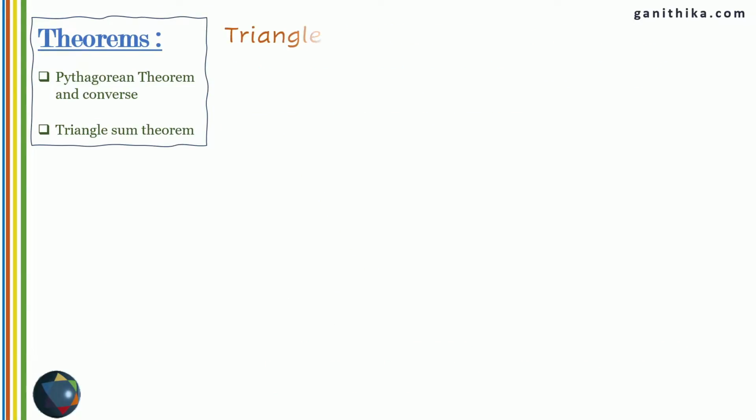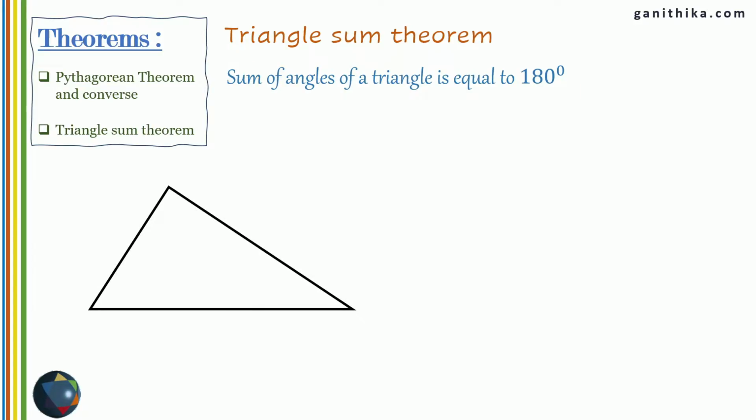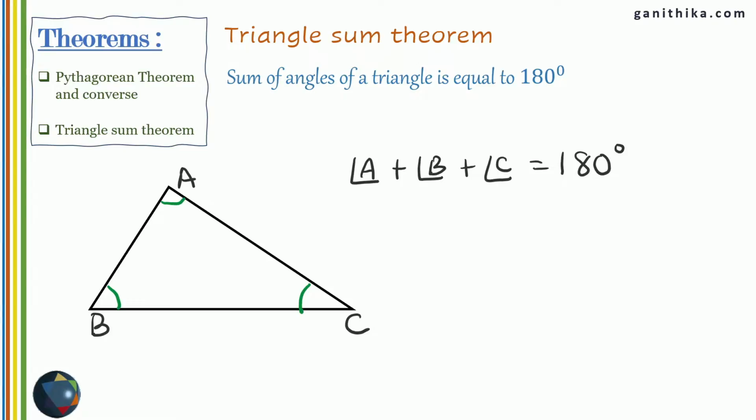And what is triangle sum theorem? The name looks intimidating, but the theorem is very simple. It states the sum of the angles of a triangle is equal to 180 degrees. If you have a triangle like this, and the vertices are A, B and C, then the angle at A plus angle at B plus angle at C is equal to 180 degrees, which means these 3 angles added up together always give you 180 degrees. Whatever the triangle is, it is always going to sum up to 180 degrees.